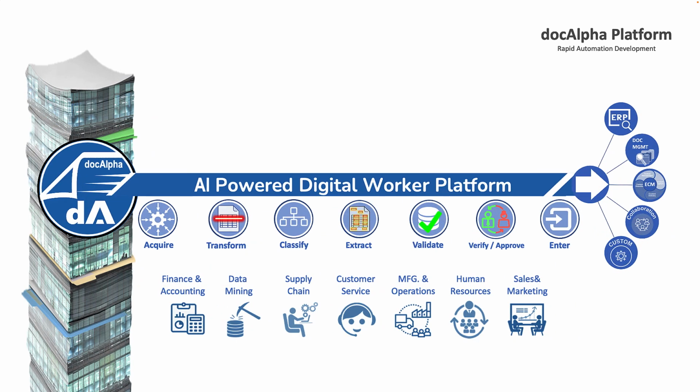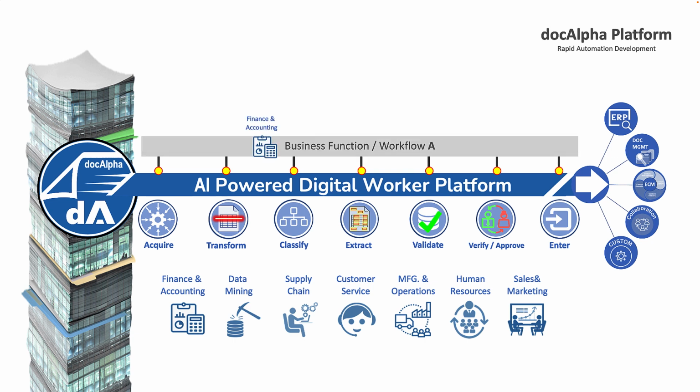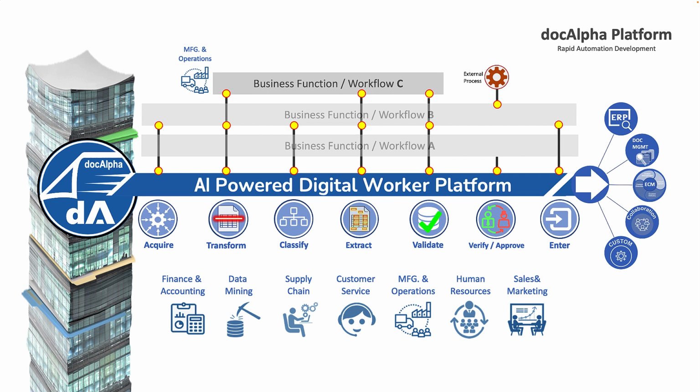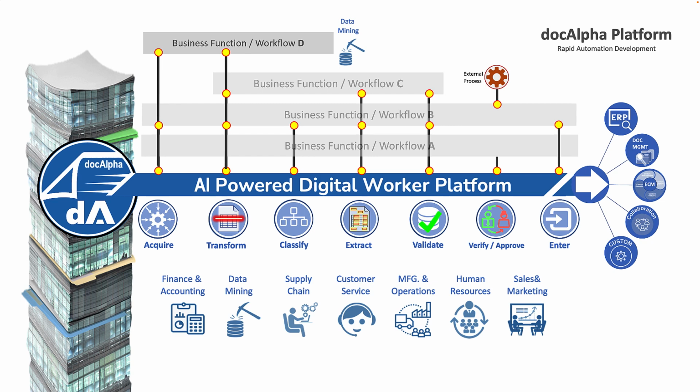Here is an example as to how the many capabilities of the Doc Alpha platform can be leveraged across the enterprise. As an example, for some business functions, the platform can be used in its entirety. However, this workflow has an external process to perform verification and approval along with other functions, and then utilizes Doc Alpha for data entry. This workflow just requires transformation, extraction, and validation, while this workflow simply requires acquiring and transforming documents and providing that data to an external process.